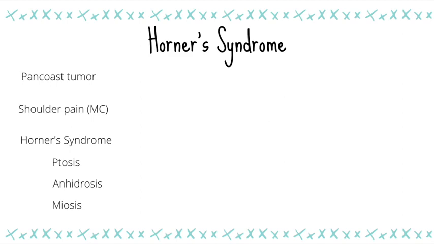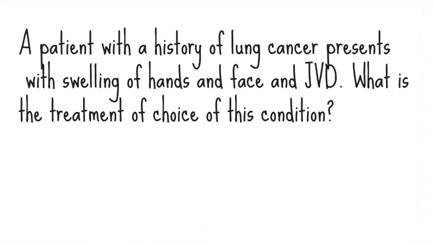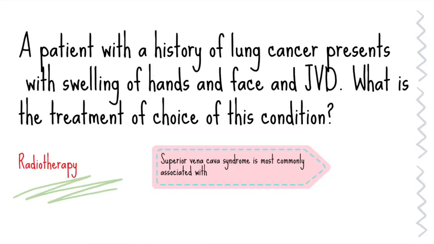A patient with a history of lung cancer presents with swelling of hands and face and jugular venous distension. What is the treatment of choice of this condition? Radiotherapy. Superior vena cava syndrome is most commonly associated with small cell lung cancer. So it's extremely high yield that you know that this patient presents with the swelling of the hands and face and the venous distension. These are signs and symptoms of superior vena cava syndrome.